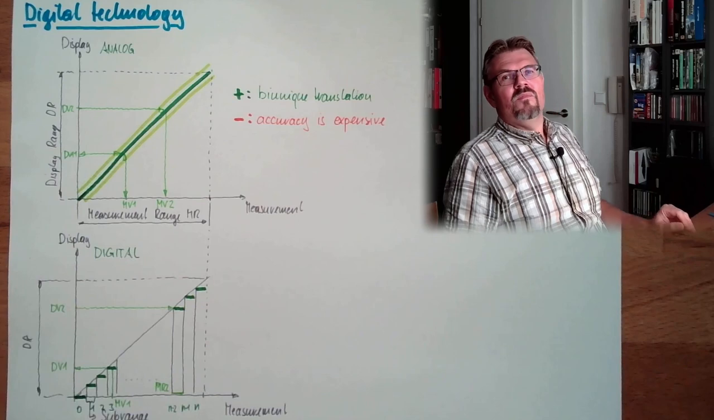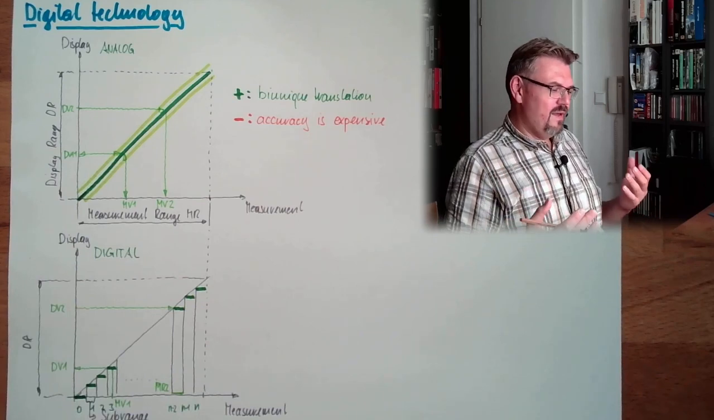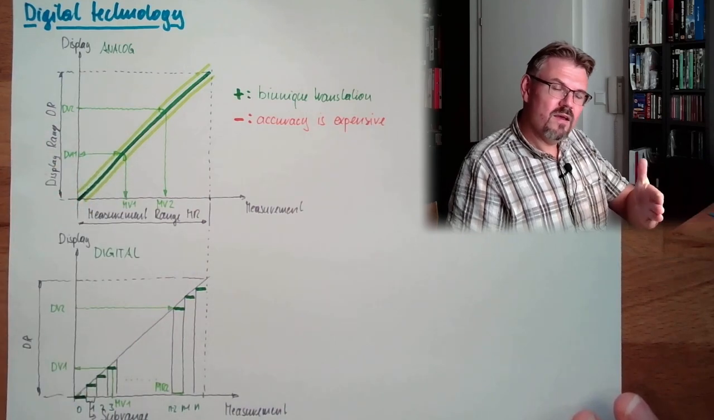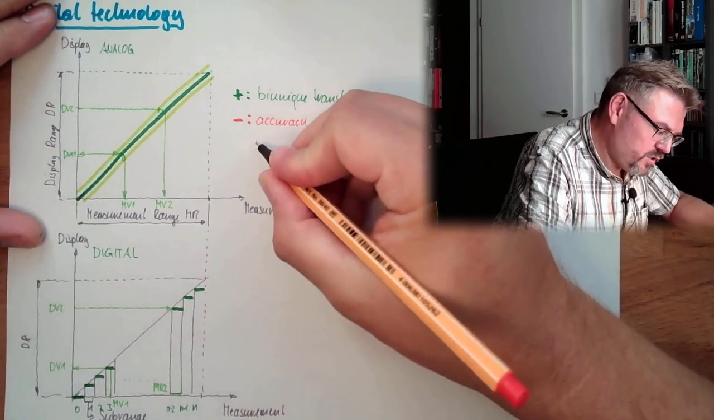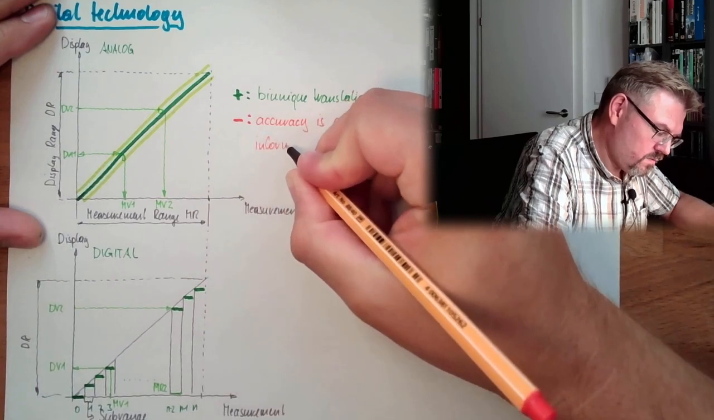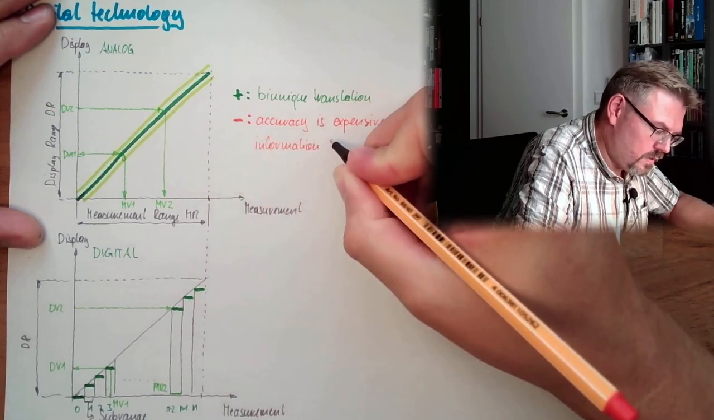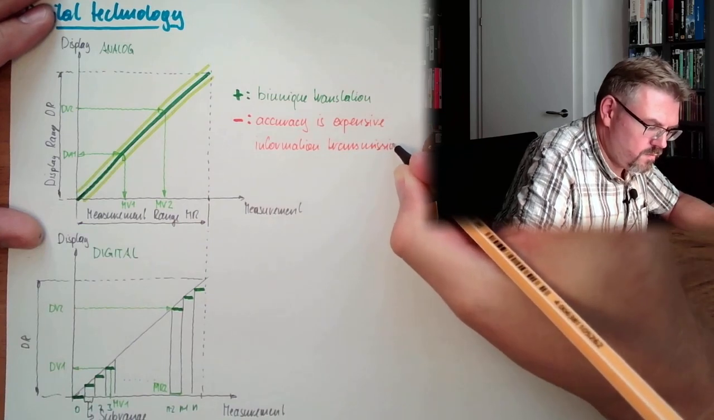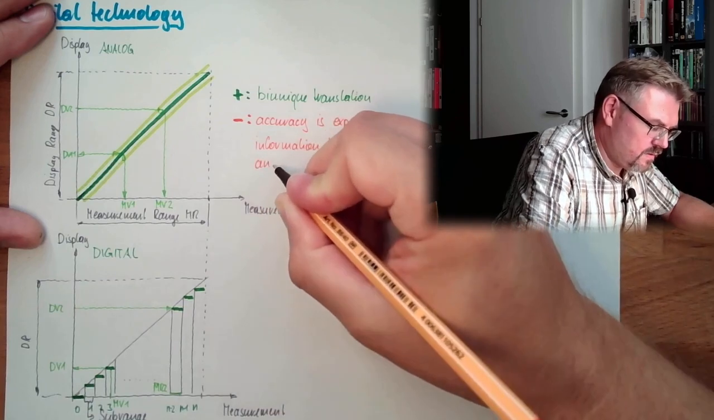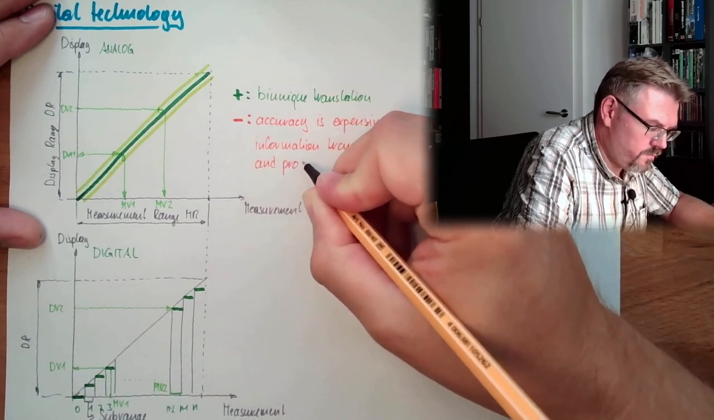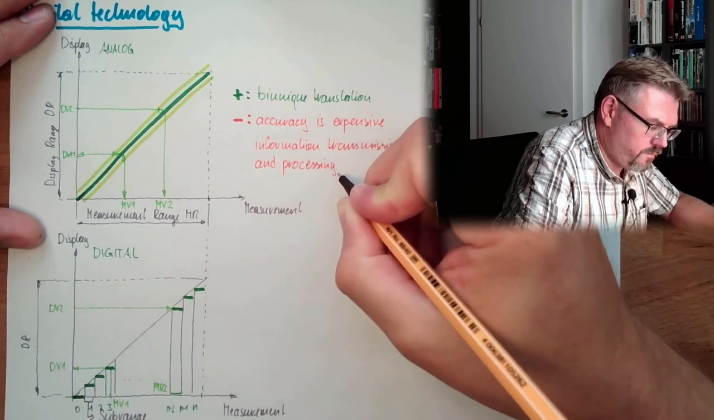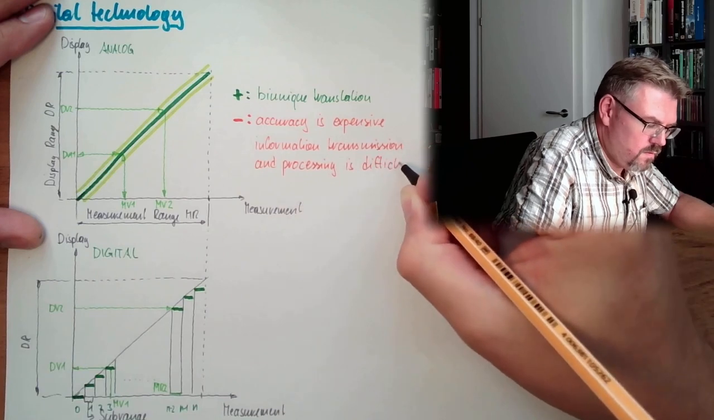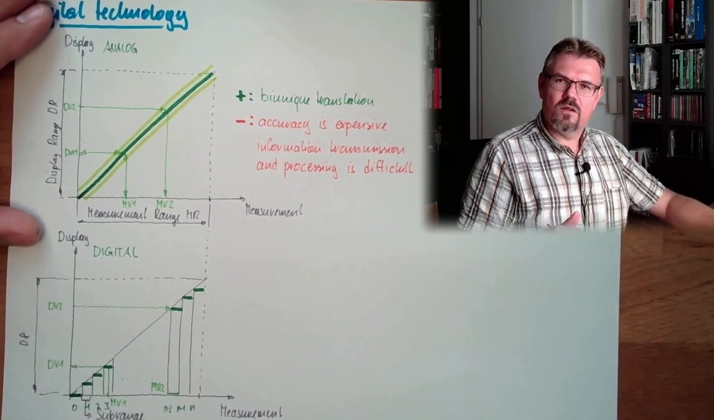And also the information transmission. If I want to get the information that I've measured from here to there, it's not that easy. Information transmission and processing is difficult. Okay, this is not that easy.